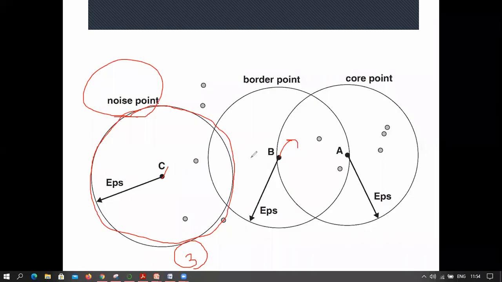So this should be clear. Then next time I will take one example and show you the working of this DBSCAN.